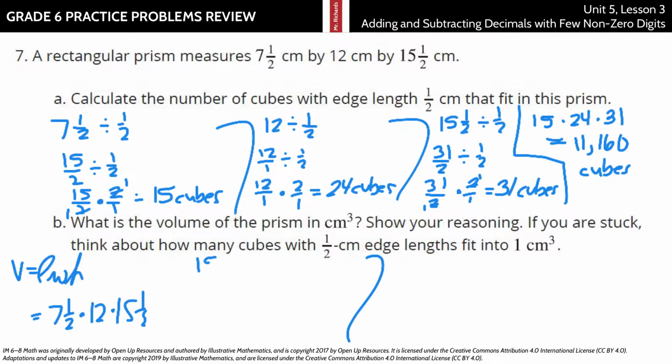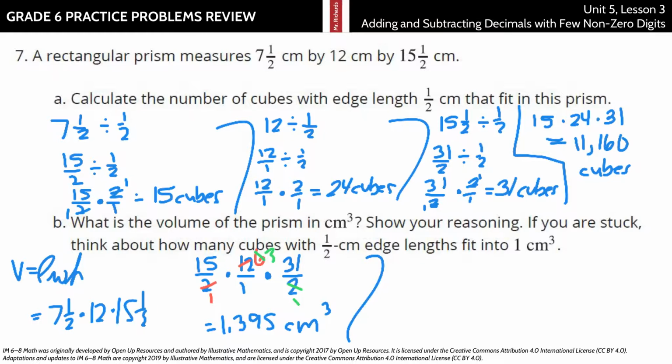And so improper fractions would be 15 halves times 12 times 31 over 2. And there is some cross-simplifying we can do here. We can divide by 2 there and there to get 1 and 6. And you can also then divide by 2 here and here to get 3 and 1. And then you could take 15 times 3 times the 31 and get 1,395 cubic centimeters. I mean, that's one way of solving it.